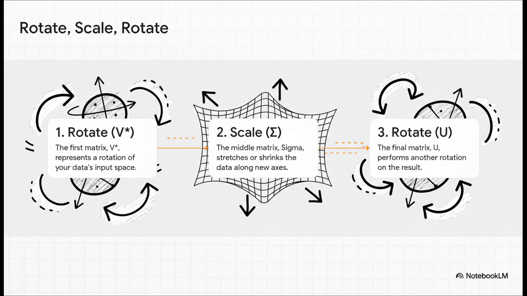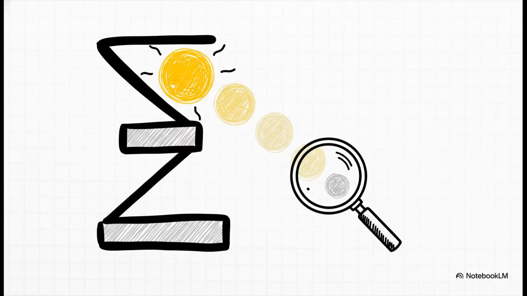The first step, using that V star matrix, is to just rotate the data. The second step, with the sigma matrix, is to stretch or shrink it along its new angles. And the final step, using matrix U, is to just rotate it one more time. That's it. That's the whole trick. Rotate, scale, rotate. Now, here's the real secret sauce.